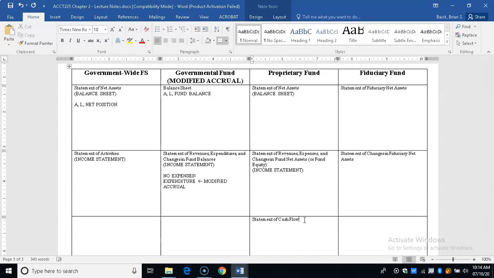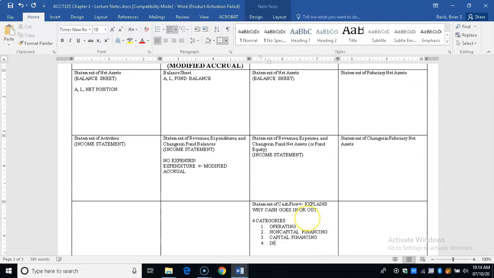Here we have a statement of cash flow. So what does a statement of cash flow do? It explains why cash goes in or out. And know that you have 4 categories. The 4 categories are operating, non-capital financing, capital financing, and investing.